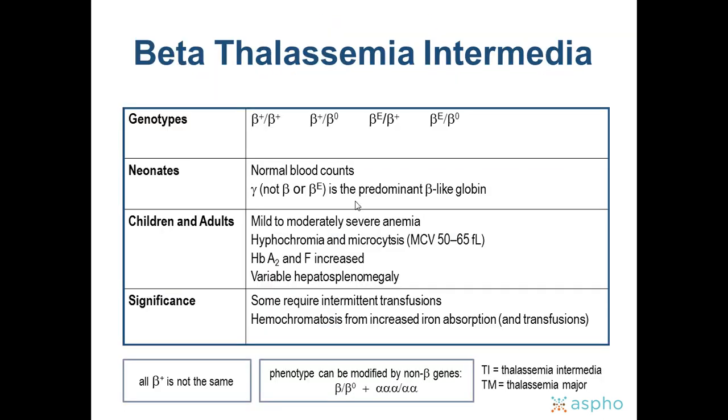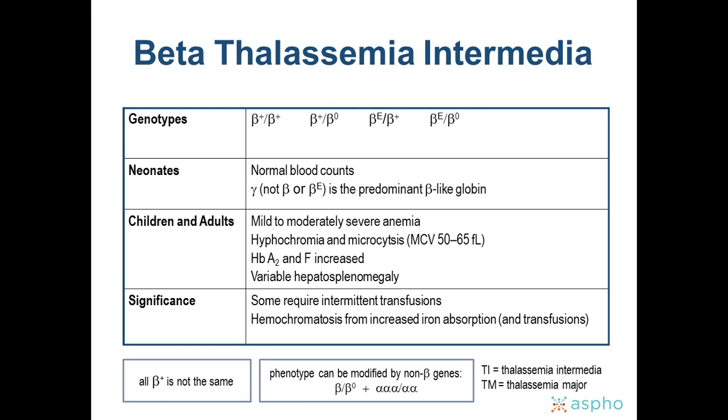All right, beta thalassemia intermedia, a number of different classical combinations of genotypes that we can see here. I'm going to talk about hemoglobin E on 2 slides in just a minute. Remember, unlike the kids with hemoglobin H disease who are microcytic at birth and have elevated hemoglobin Barts, these neonates have normal blood counts, right? Because gamma, not beta or beta E, is the predominant beta-like globin. But as they get older, they'll develop a mild to moderately severe anemia, hypochromia, microcytosis. A2 and F will be increased.